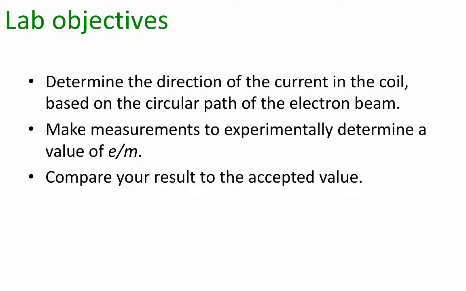The lab objectives, and these are the three things that you will do in this lab, are to determine the direction of the current in the coil based on the circular path of the electron beam, then to make measurements to experimentally determine a value of e over m, and compare your result to the accepted value for e over m.